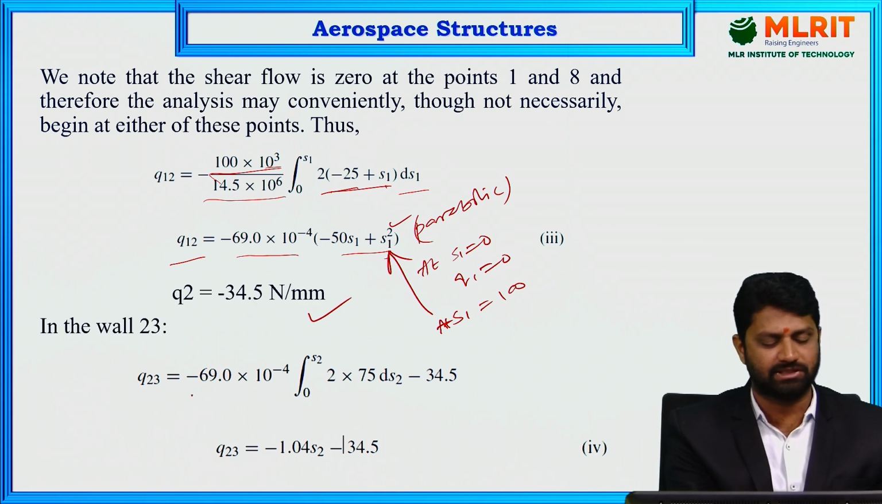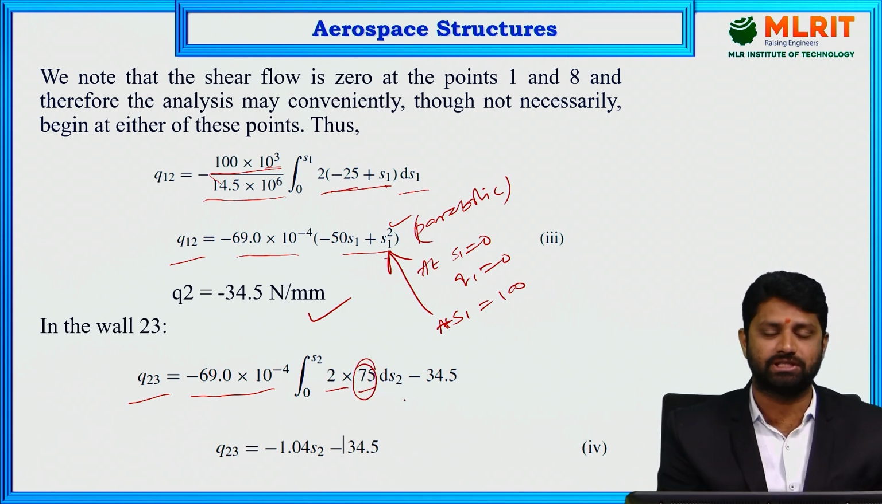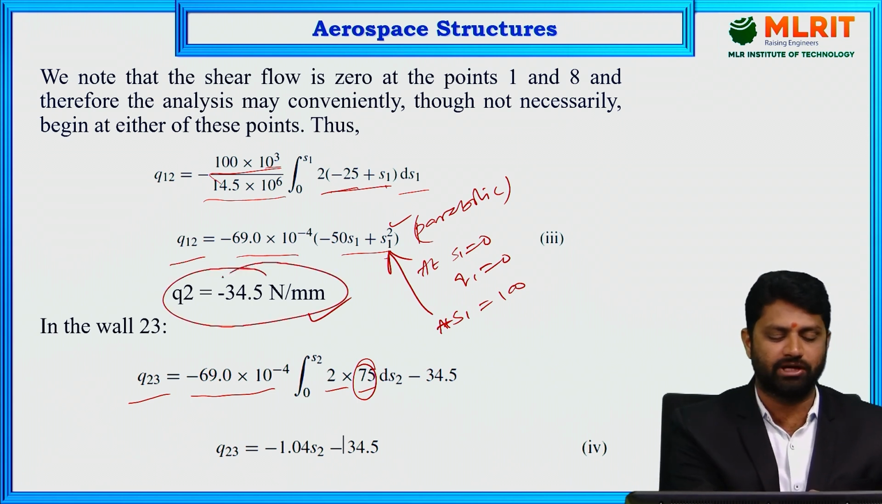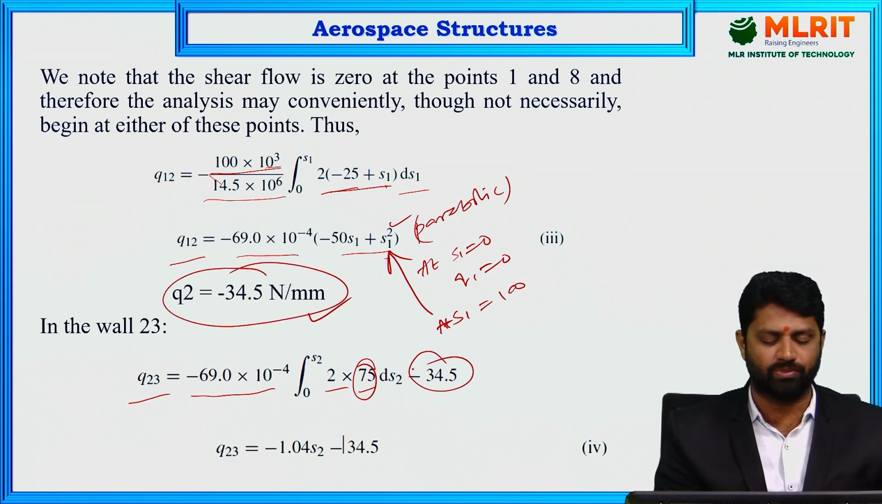that is minus 16 into 10 power minus 4 for the wall 2, 3, integral 0 to S2, 2 into 75. For Y we are substituting 75, ds2, and for which we need to add the open section shear flow, that is the starting shear flow which we need to add, that is nothing but Q2, that is minus 34.5. So if you try to integrate this, you are going to get Q23 equals to minus 1.04 S2 minus 34.5.